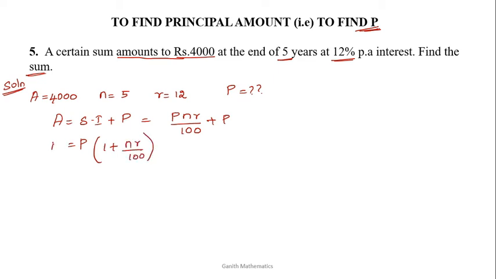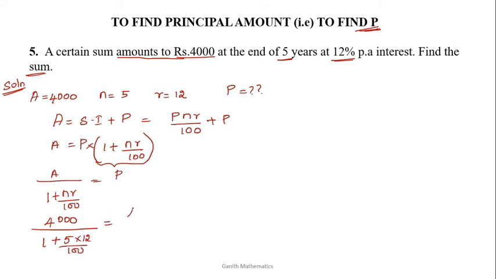Right? We have to find P. So we have considered this complete term. These two terms are in multiplication, so if the complete term goes to the other side, that will mean division. So A divided by 1 plus NR by 100 equals P. What is your A? Your A is 4000. 1 plus N is 5, R is 12 divided by 100. So which is equal to 4000 into 100.